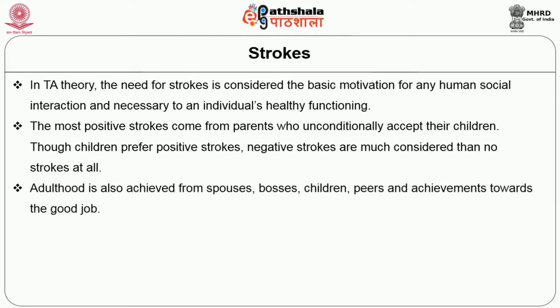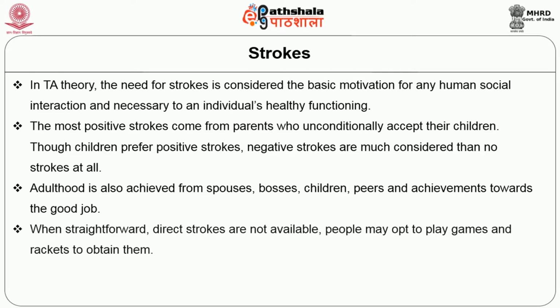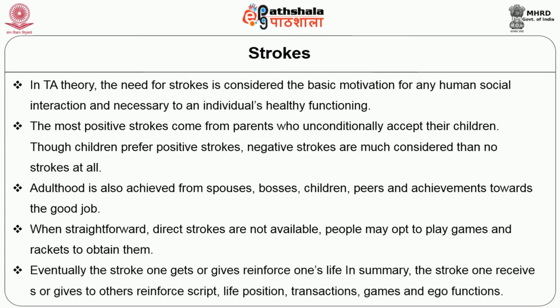Strokes in adulthood are also obtained from spouses, bosses, children, peers, and achievements toward a good job. When straightforward direct strokes are not available, people may opt to play games and rackets to obtain them. Eventually, the strokes one gets or gives reinforce one's life. In summary, the strokes one receives or gives to others reinforce script, life positions, transactions, games, and ego functions.